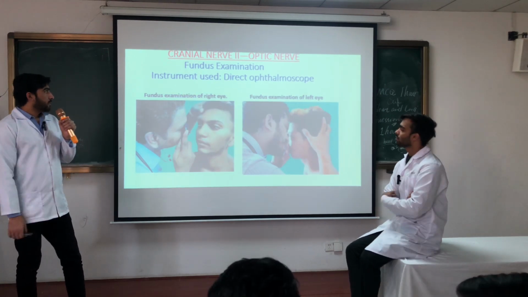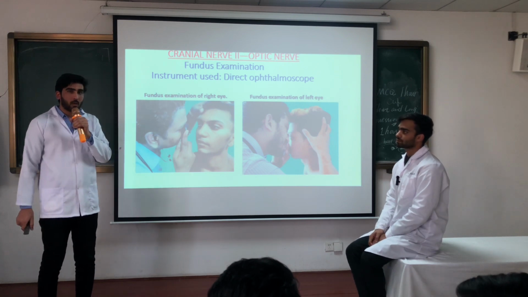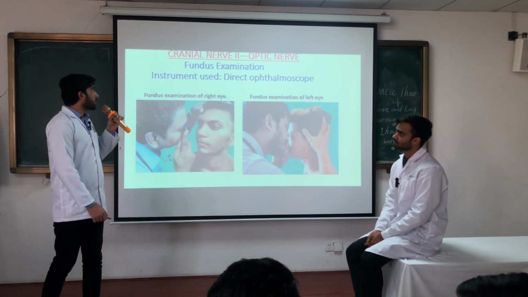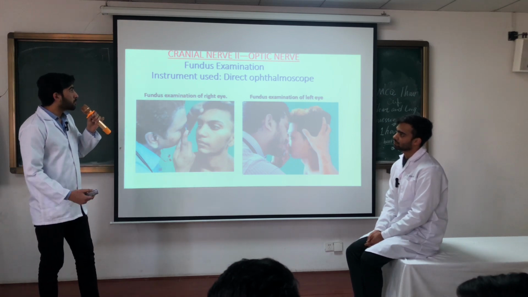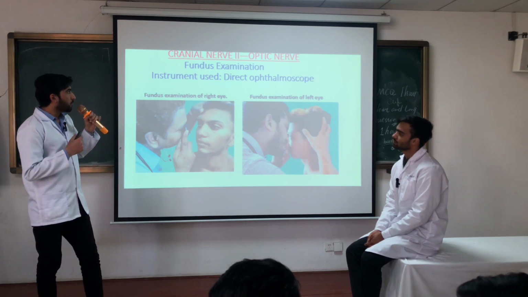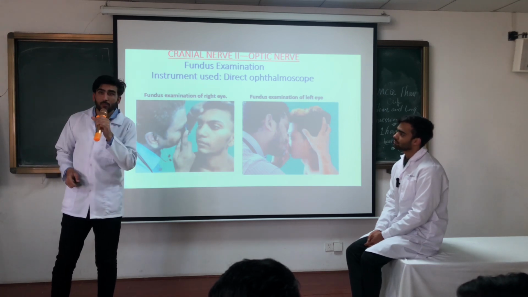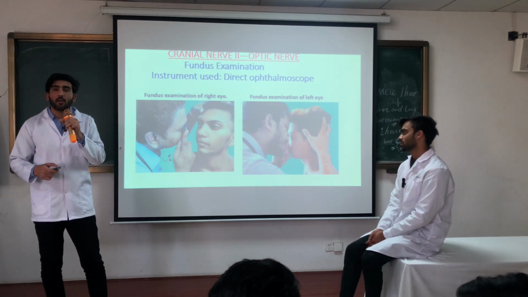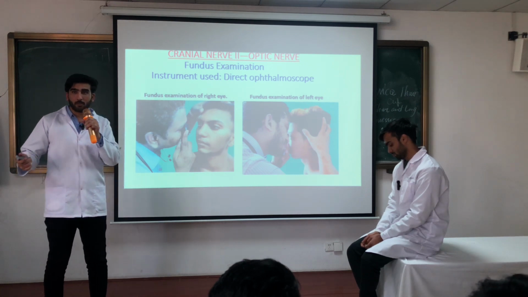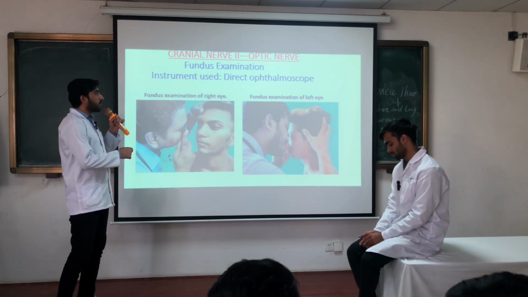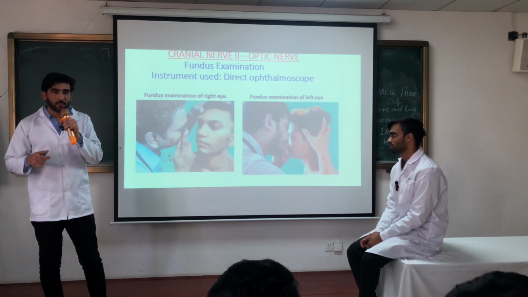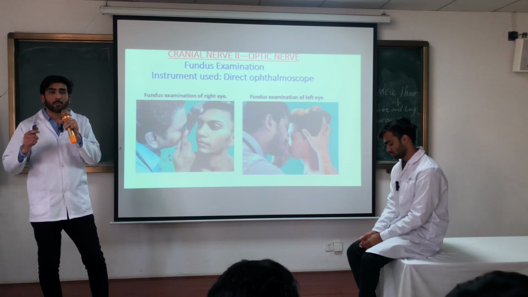Fundus. So here we discuss the optic nerve, which is cranial nerve two. The important thing about it is that it is related to vision, and we have to do the fundus examination. The instrument which we can use is the direct ophthalmoscope. So why is fundus examination important? Because some diseases can affect the fundal area, and the optic nerve, because it's a cranial nerve too, is a part of the brain.